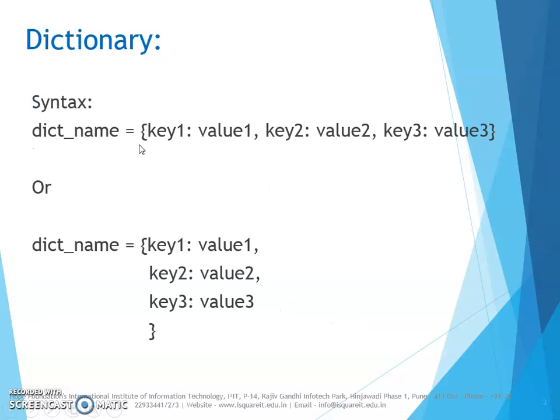So we'll see the syntax of a dictionary. The syntax is the name of the variable, that is the dictionary name, and we have to write these pairs in curly brackets. A pair is a key and its corresponding value. So key 1 and value 1, comma, key 2 and value 2, comma, key 3 and value 3, and so on. Or instead of writing on a single line, we can press enter so that the keys and values are readable.